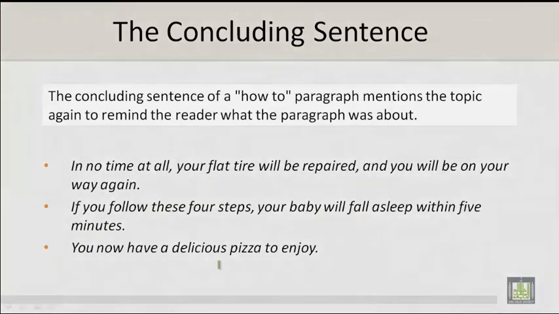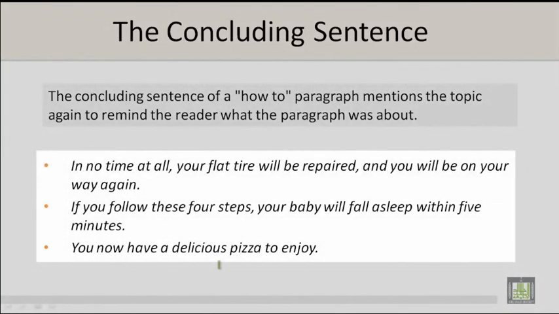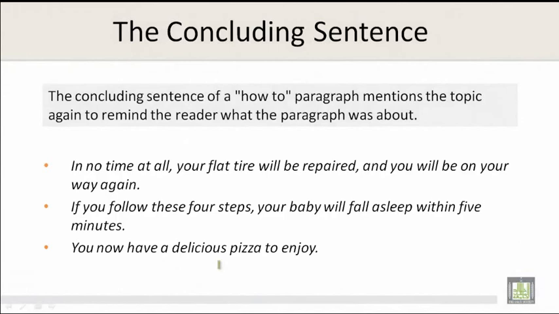The concluding sentence of a how-to paragraph mentions the topic again to remind the reader what the paragraph was about. In no time at all, your flat tire will be repaired and you will be on your way again. If you follow these 4 steps, your baby will fall asleep within 5 minutes. You now have a delicious pizza to enjoy. These were examples of a concluding sentence in a how-to paragraph, which mentions the topic again to remind the reader what the paragraph was about.